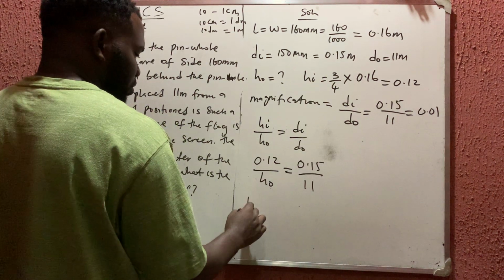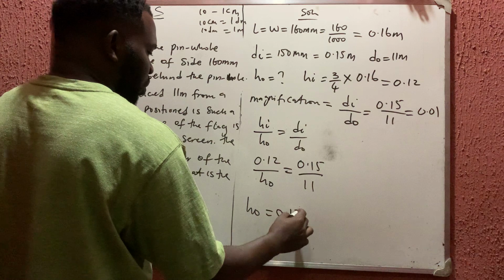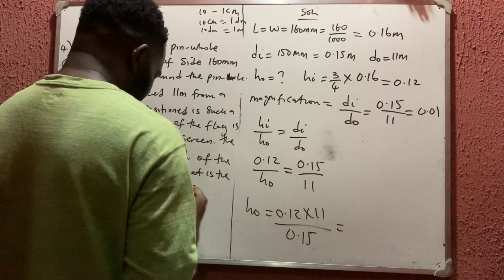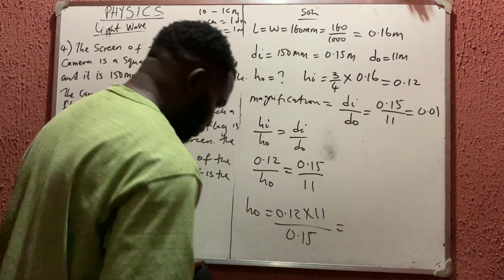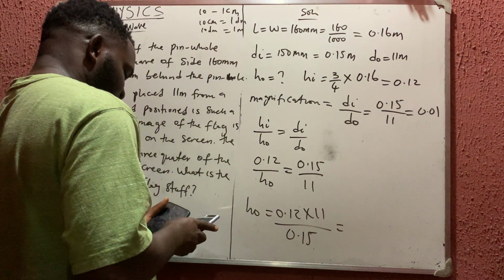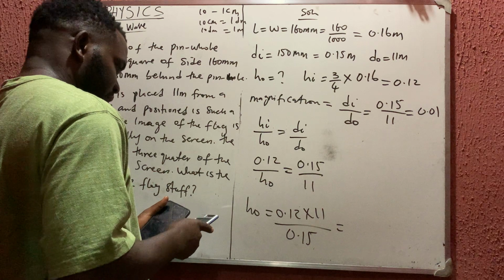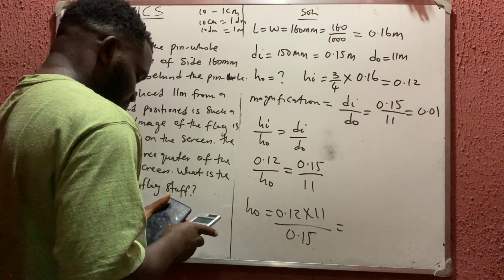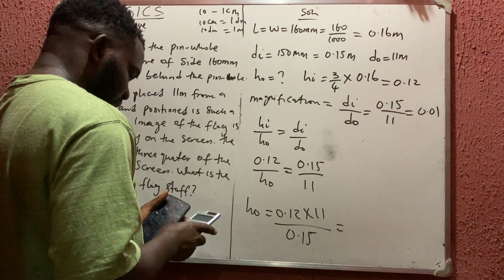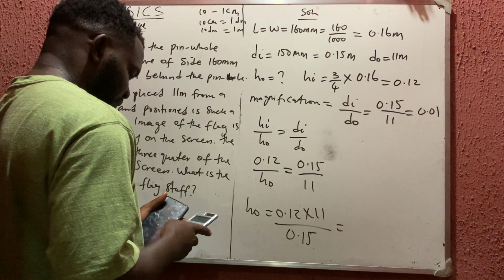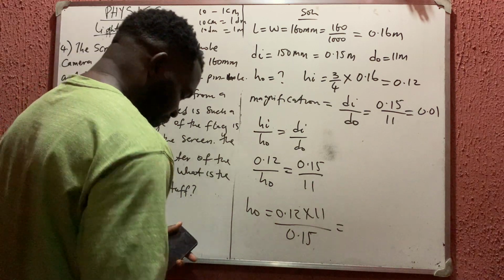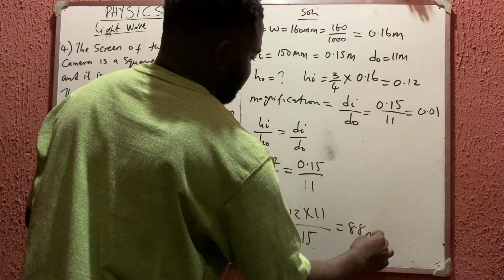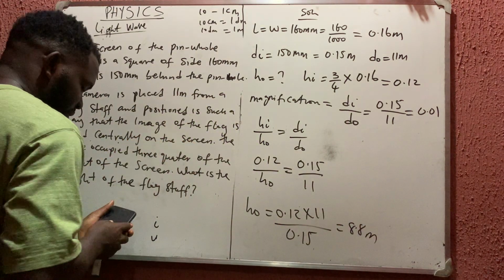Cross multiply, and your H naught will now be 0.12 times 11 divided by 0.15. So 0.12 times 11 divided by 0.15 gives 8.8. So this is 8.8 meters. So that is that for that.